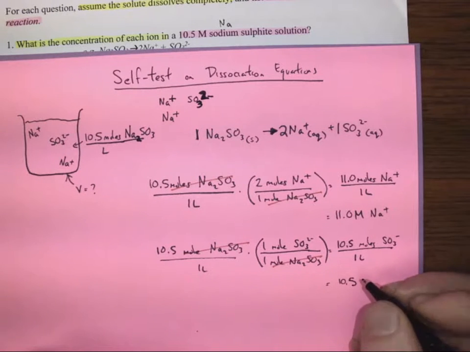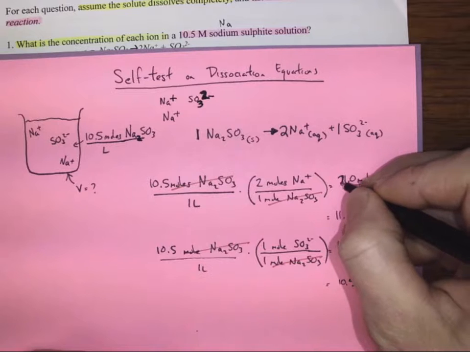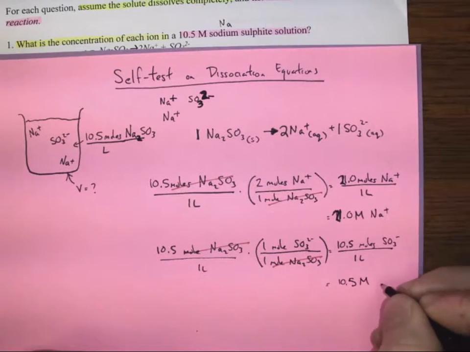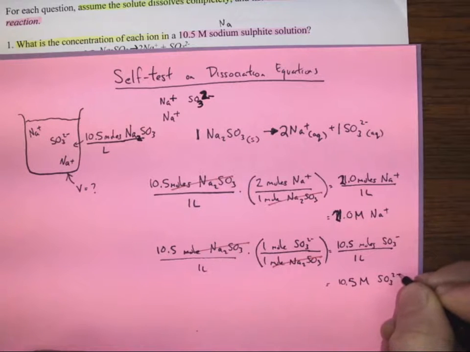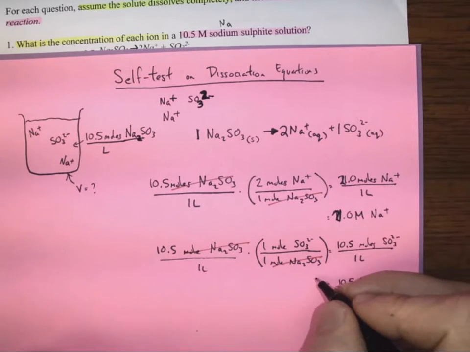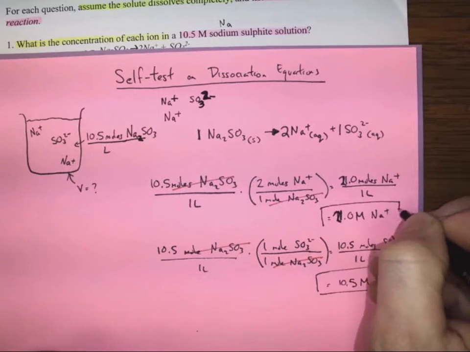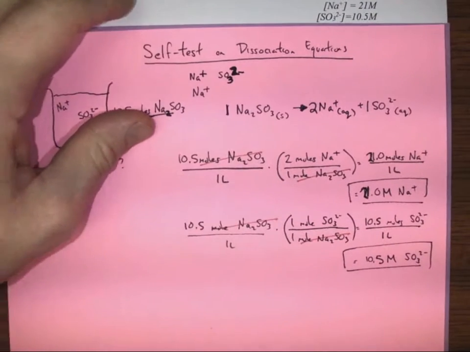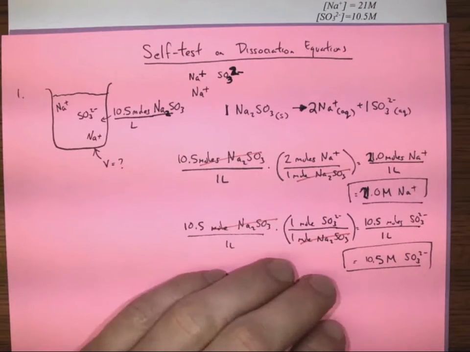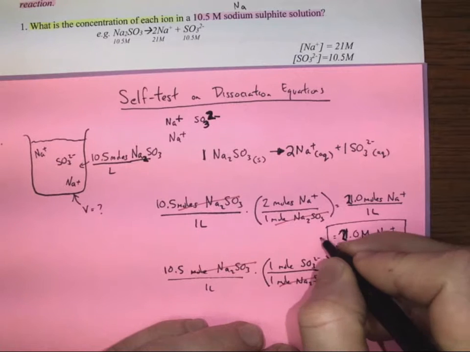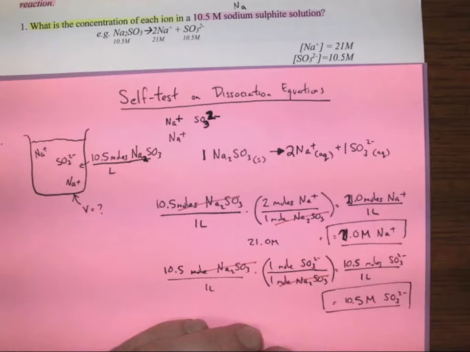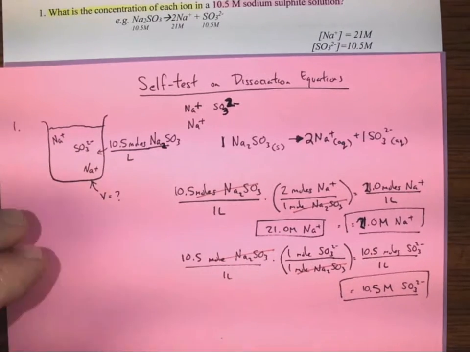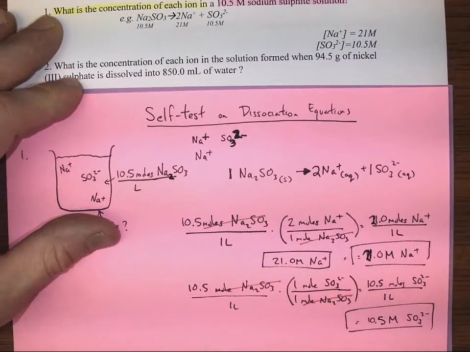Oh, wait. 10.5 times 2 is 21.0. 21.0 molar sulfite. Okay. And those are our 2 answers, which were given, of course. That's not very clear, so that's 21.0 molar Na plus. Great. All right. So let's move on.